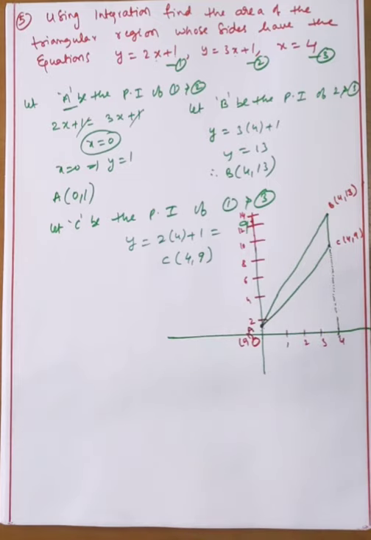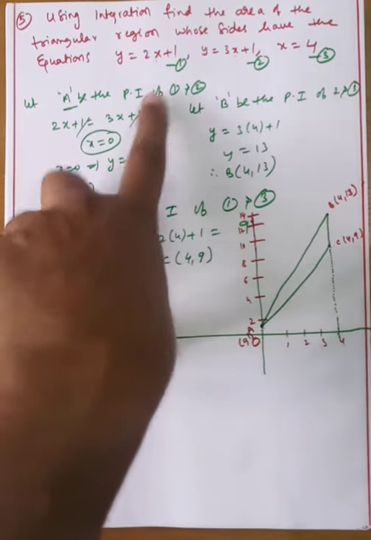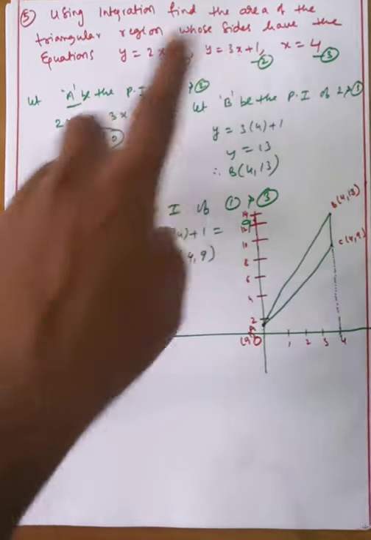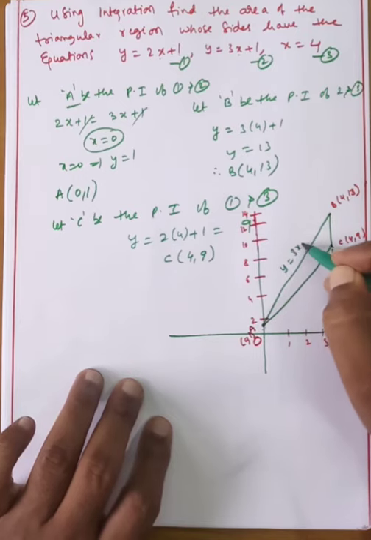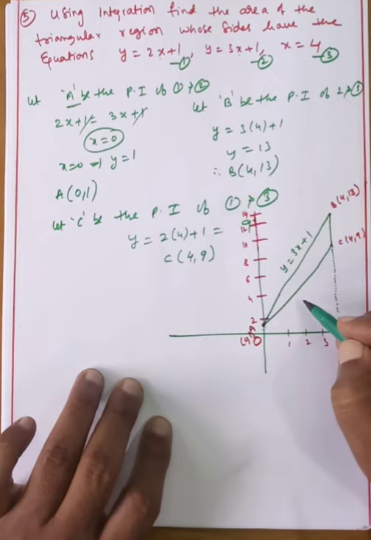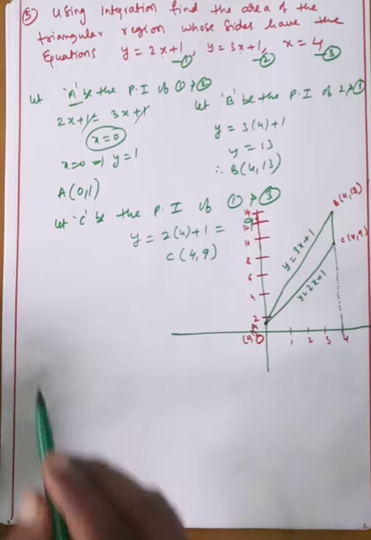Equation of AB is through the points (0, 1) and (4, 13). Here the second equation is y equals 3x plus 1. This equation is y equals 3x plus 1. And here this equation is y equals 2x plus 1. Now the area is equal, simply.